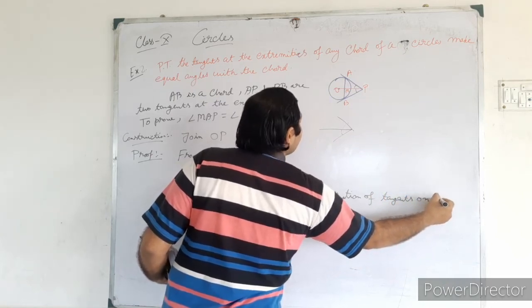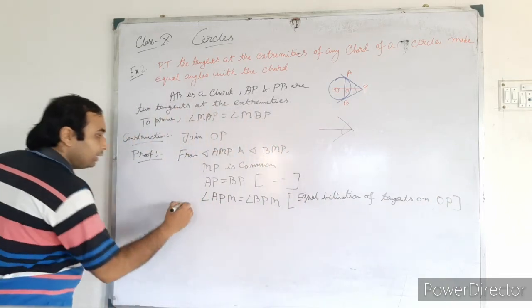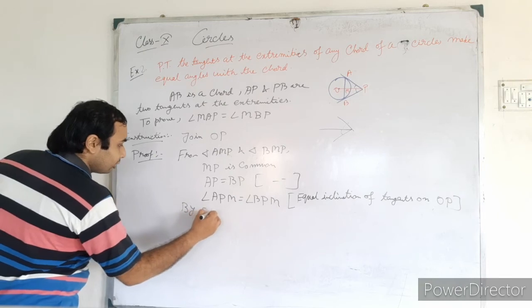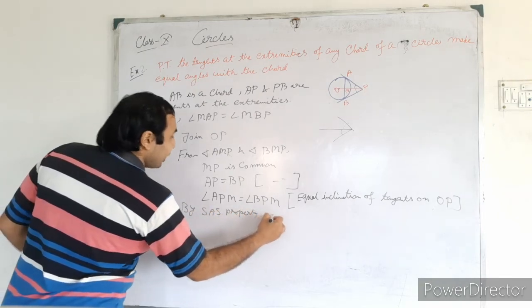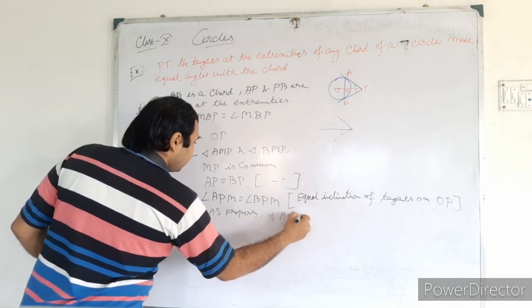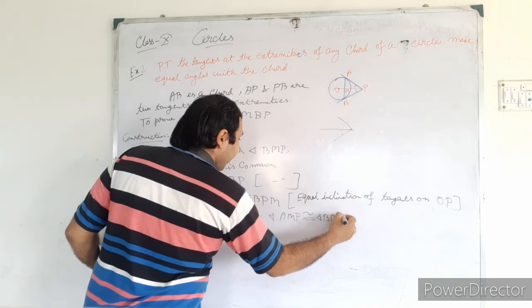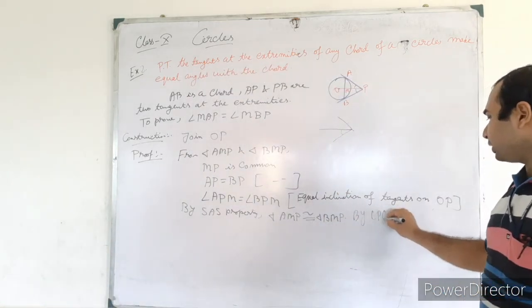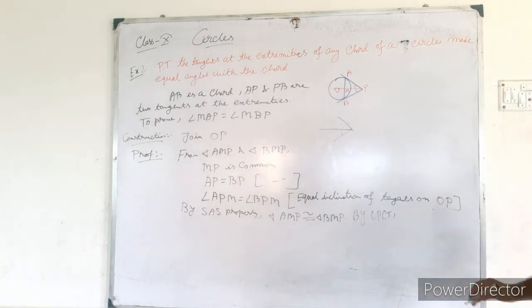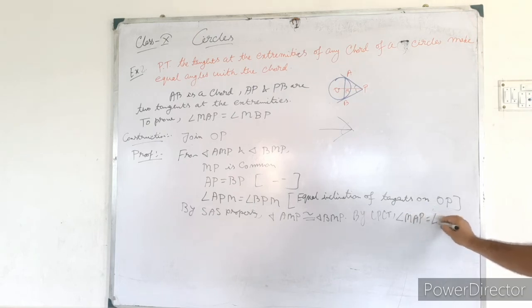Okay. So by SAS property, triangle AMP is congruent to triangle BMP, and by CPCT we can say angle MAP equals angle MBP.